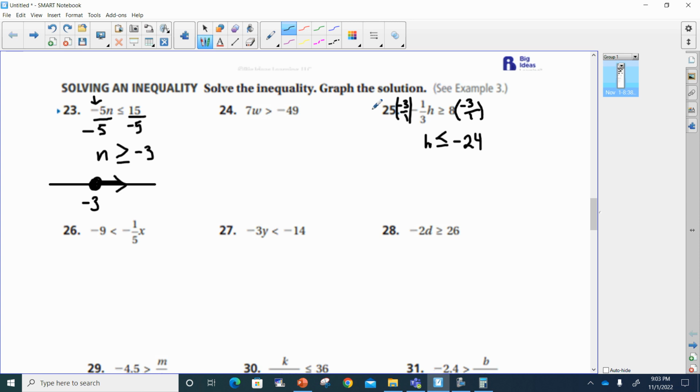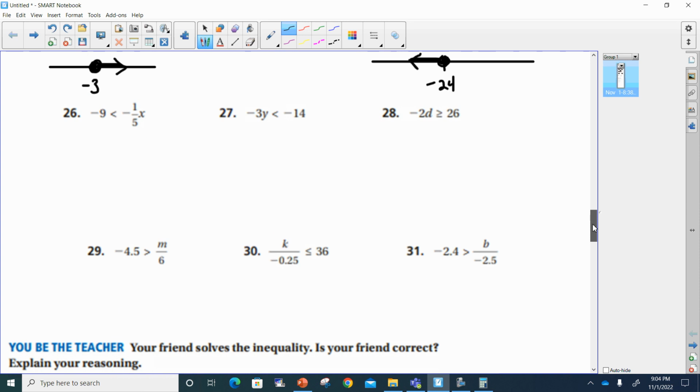And now I have to graph. I know I'll put -24 here. Since I have a line underneath my inequality, that means it can equal this, so I'm going to put a dot. And since h is smaller than this, I'm going to point to all the numbers that are smaller than -24. I'm off to number 27 now.